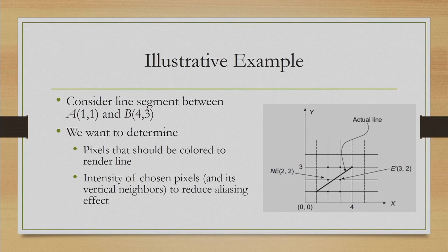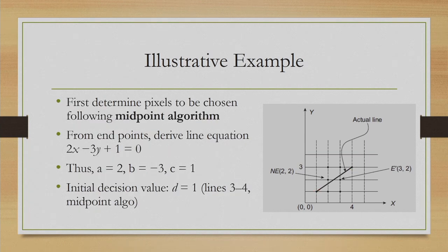Suppose this is our line shown here, these are the endpoints, and we want to choose the pixels and color them. So, both the things we need to do: choose pixels and also choose appropriate intensity values for those pixels. So, first we would go for choosing the pixel and then we will decide on its color.